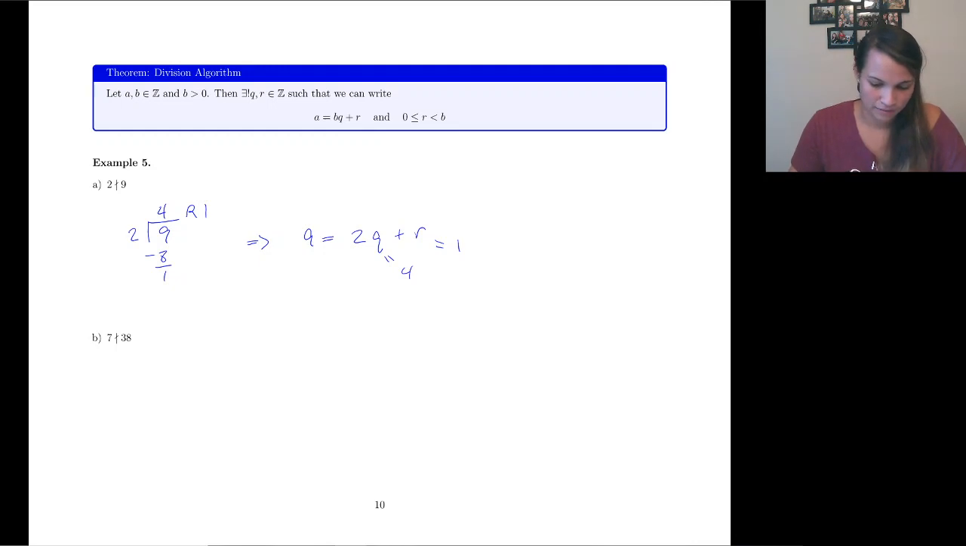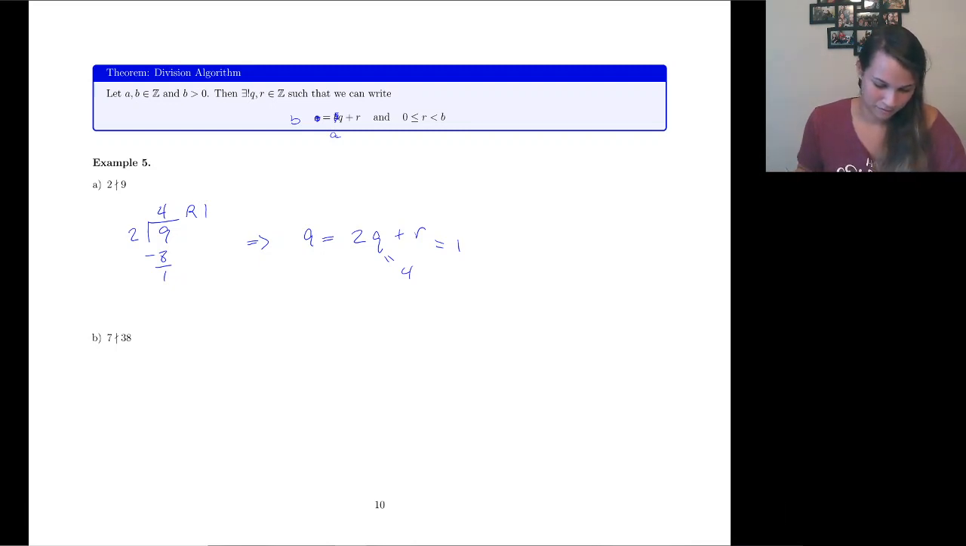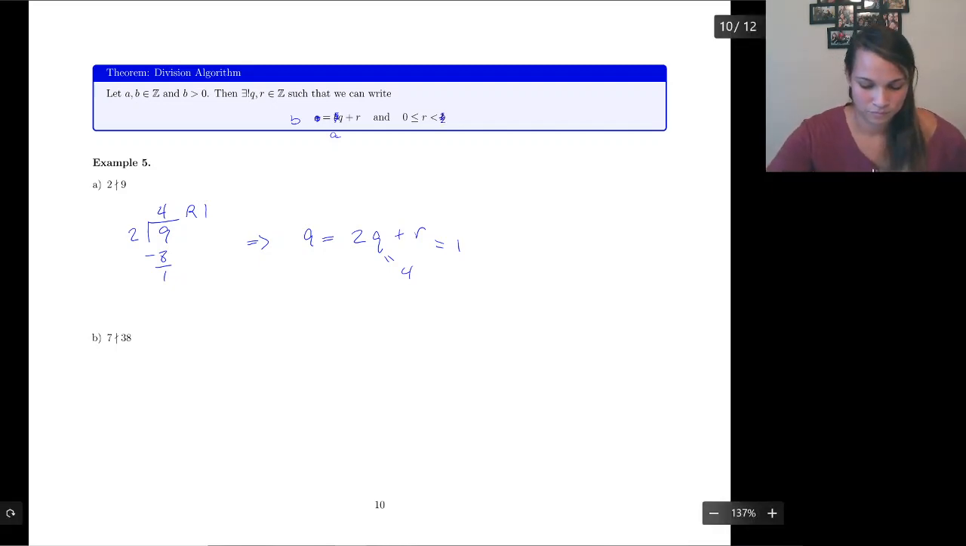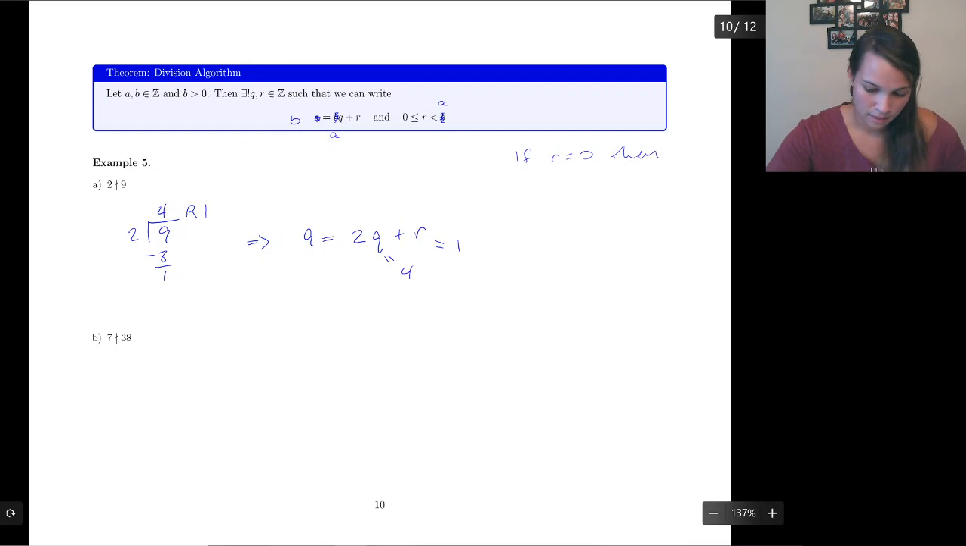Okay. I think I flipped the roles of a and b between my two definitions, and I apologize. If it makes you feel better, you can write it this way, because it's just writing things. It's just variables. There we go. Just a quick note. If r is equal to 0, then we could say that b divides a.